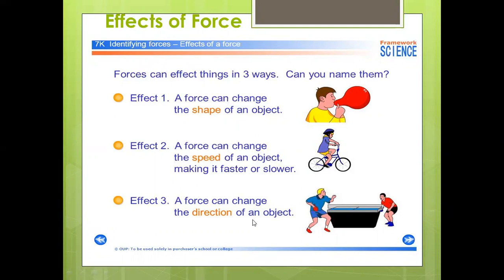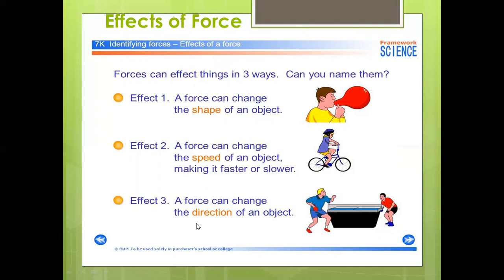The force can also change the direction of an object. For example, in case of this table tennis match or in case of cricket match. In this table tennis match, when the tennis ball is hit by the racket, the direction of the ball changes. So when it is hit by the racket, there is a force acting on the tennis ball by the racket, due to which its direction changes.